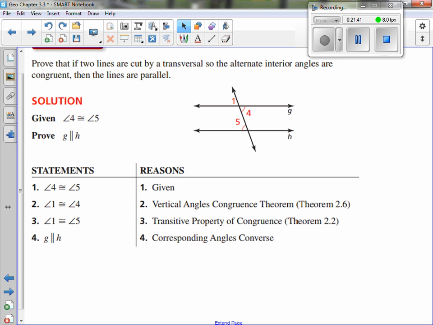So it's just a roundabout way of proving it, because we knew vertical angles. We started with the vertical angles theorem. So 4 and 5 are congruent. 1 and 4 are congruent because of vertical angles. Therefore, 1 and 5 have to be congruent, and because of the corresponding angles theorem, the lines have to be parallel. Questions on this here?